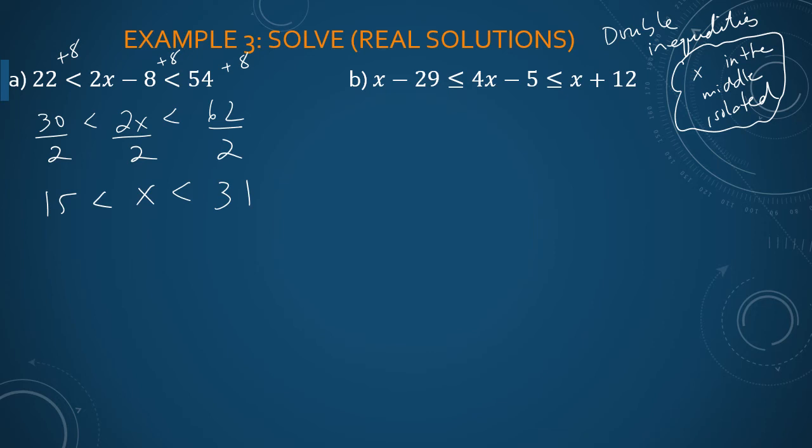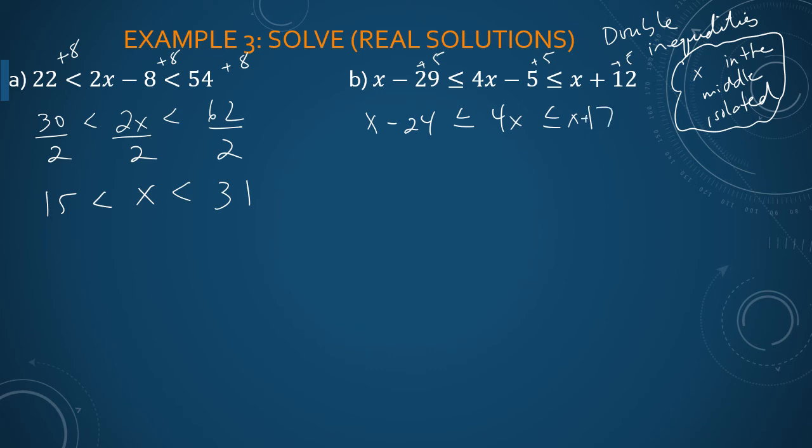So let's start by adding 5 to everything. Maybe that was our gut feeling. So we want to get x by itself in the middle, plus 5, plus 5, plus 5. That gives me x minus 24. Negative 5 plus 5, that's convenient, that's gone, good. And then 12 plus 5, 17. So we have x plus 17.